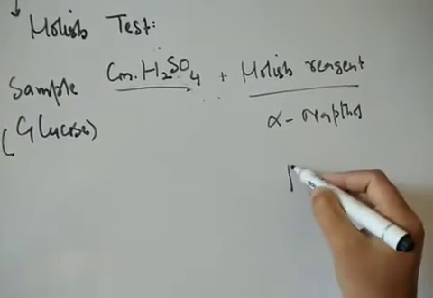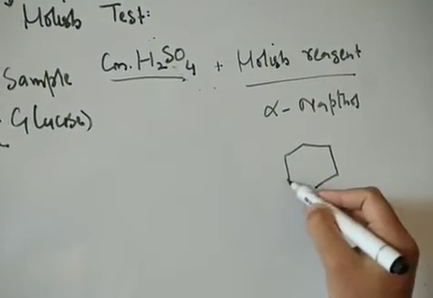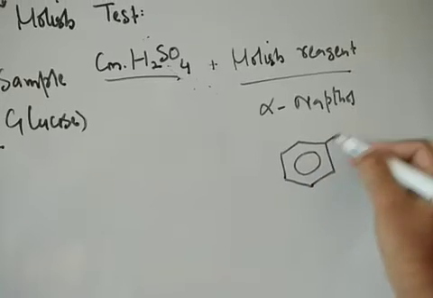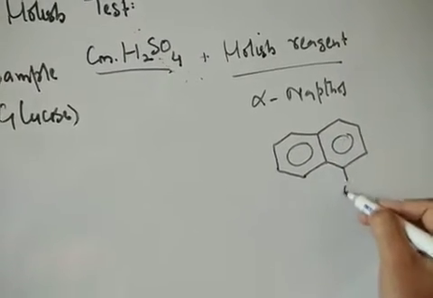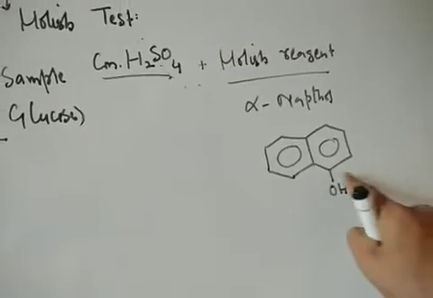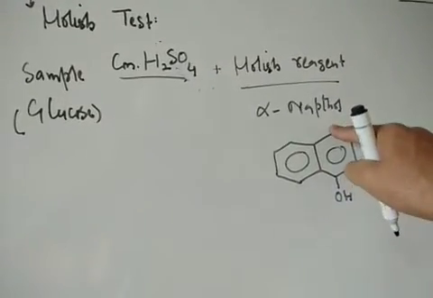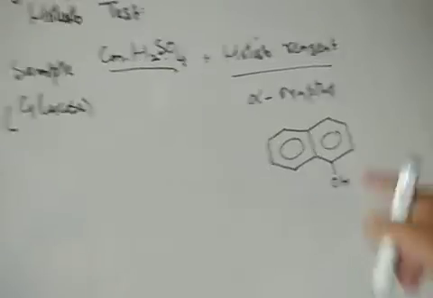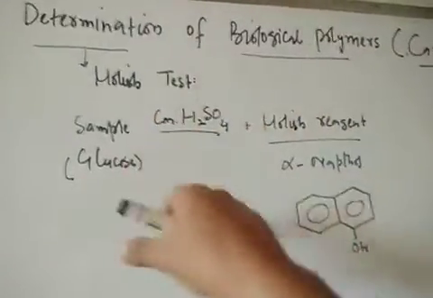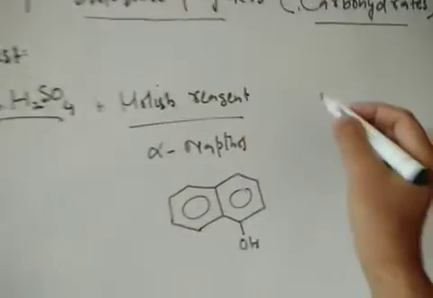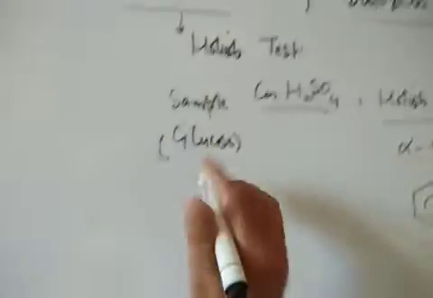So what is the structure of Molisch reagent? This is the structure of alpha naphthol. This is called alpha position, or this is also called alpha position. This is called a beta position. So this is alpha naphthol. So when you do these things, you add these two things to this.